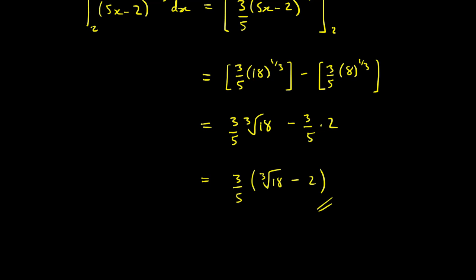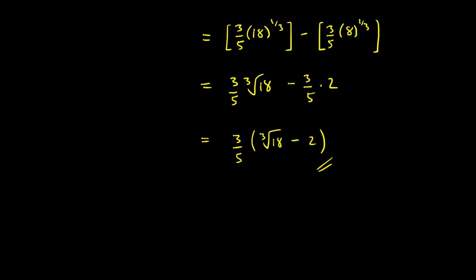And I think that should be enough for the exact form, because the cube root of 18, I don't think simplifies any further, right? For it to simplify, one of the factors of 18 would have to be a cube number. A cube number would be like 8 or 27, or 64. And it's not. So I think the cube root of 18 minus 2 times 3/5 should be the simplest exact form that you're going to get.